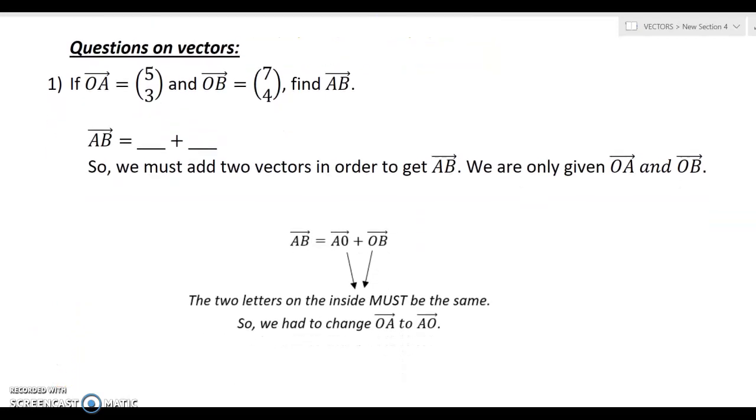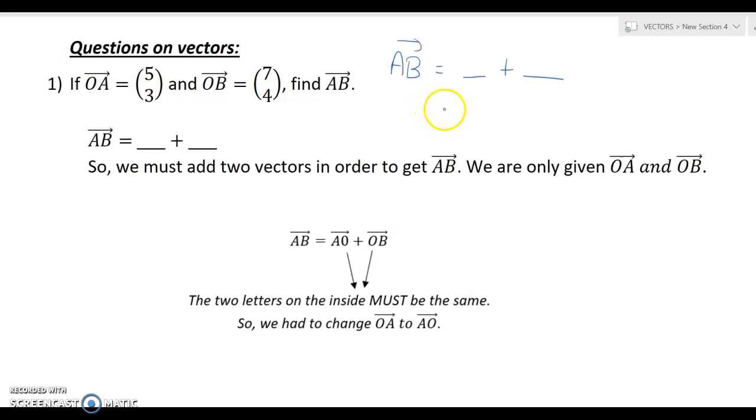Now in this first question, vector OA is (5, 3) and vector OB is (7, 4). We want to find vector AB. How I always say to write it out is: we want vector AB, so we add two vectors in order to get vector AB. But really, what two vectors do we have to add?